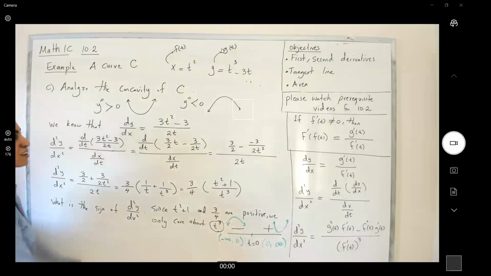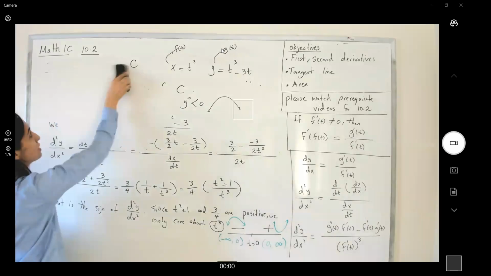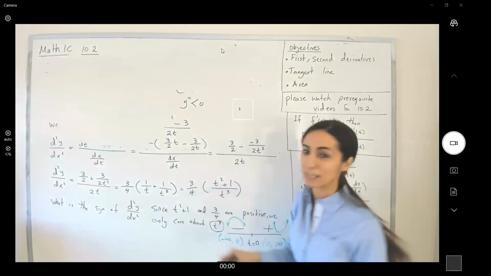Well, let us talk about the area below the graph of a parameterized curve. We are getting back to Math 1B.